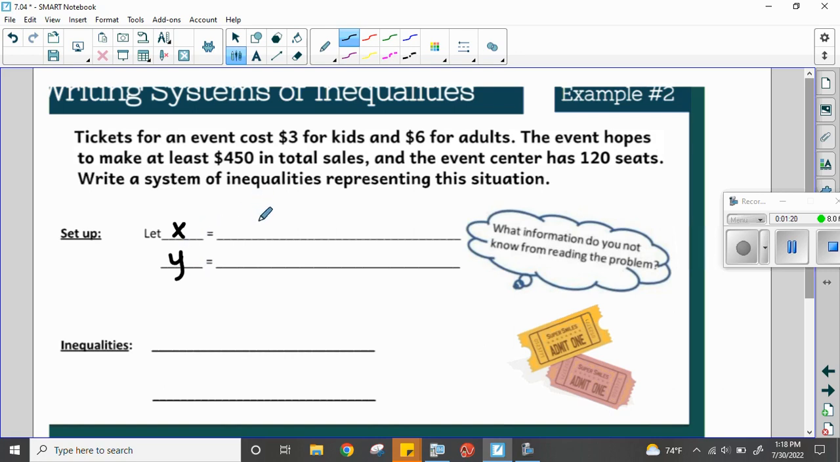So for this example, we are going to let X represent the number of tickets for kids. And we're going to let Y represent the number of tickets for adults.